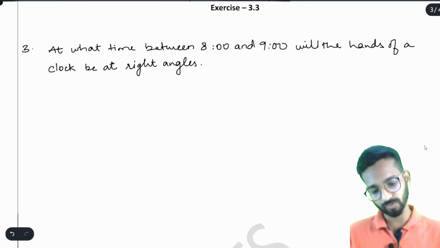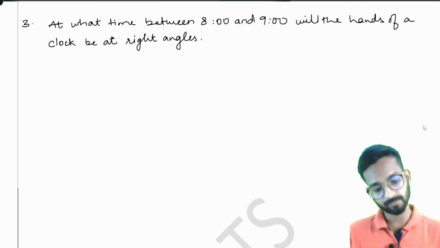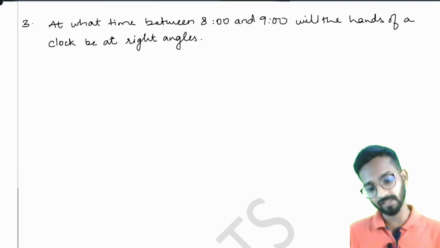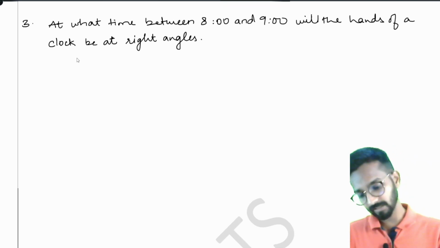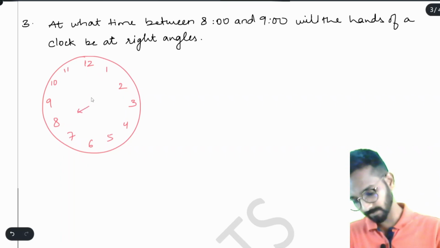Now, moving to the third question. At what time between 8 and 9 will the hands of a clock be at a right angle? Now, understand this. They are not asking when they will coincide. They are asking when the hands will be at right angle. Suppose this is a clock here: 12, 6, 3, 9, 1, 2, 4, 5, 7, 8, 10, 11. Now at 8 o'clock, this is 8 o'clock.